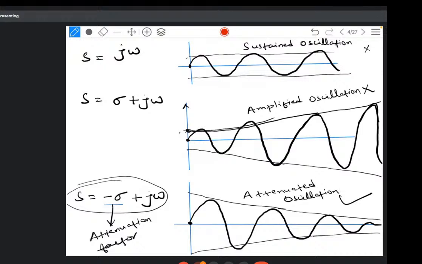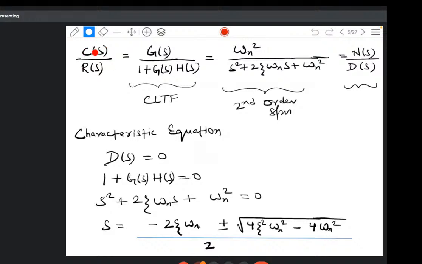Now, you know that the closed loop transfer function is represented as G(s) by 1 plus G(s)H(s), which is nothing but the standard second order transfer function omega n square by s square plus 2 zeta omega n s plus omega n square. This is represented as the ratio of numerator polynomial by denominator polynomial. As you can see, this is a proper transfer function. Why? Because the degree of denominator is 2 and the degree of numerator is 0, so the degree of D(s) is greater than the degree of N(s).